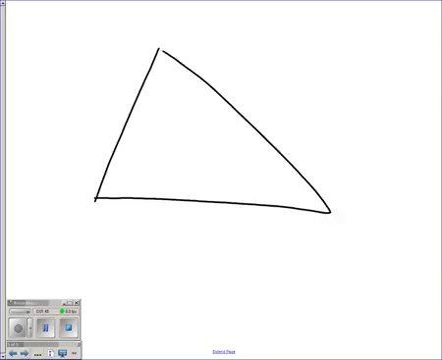The next theorem is theorem 6.7. I call this the splash theorem. You've got some triangle. Let's just label this A, B, C, and you have an angle bisector. Well, I'm going to bisect this top angle here at A. There is the angle bisector.